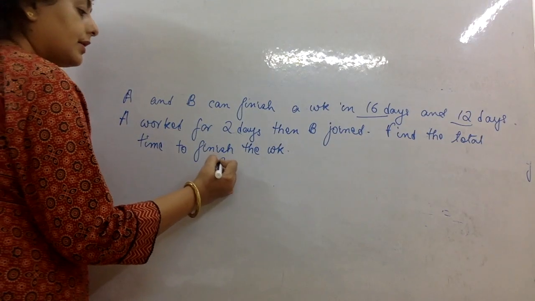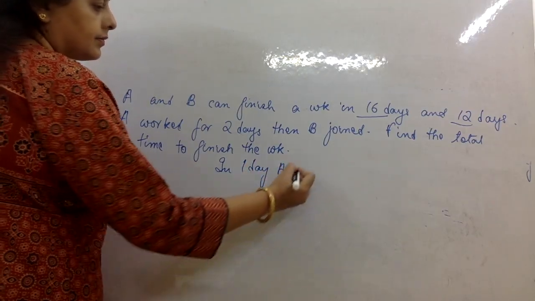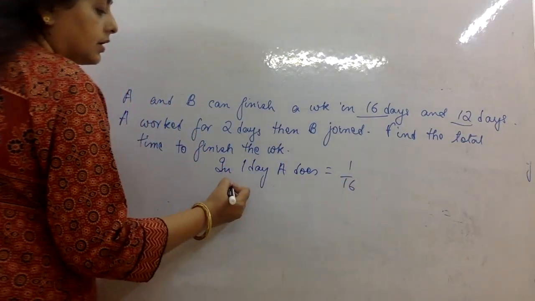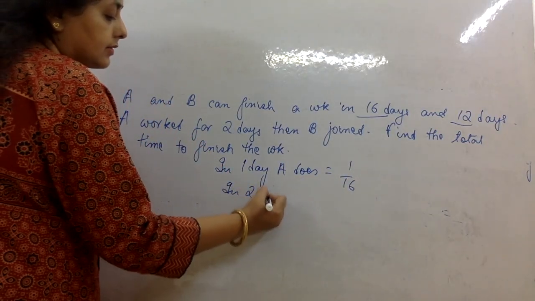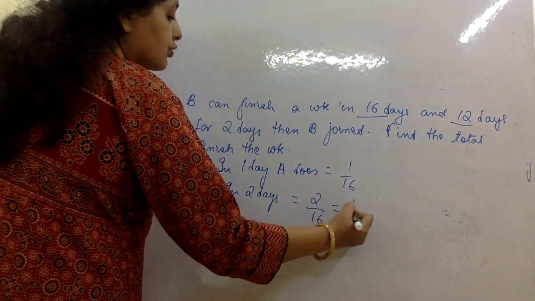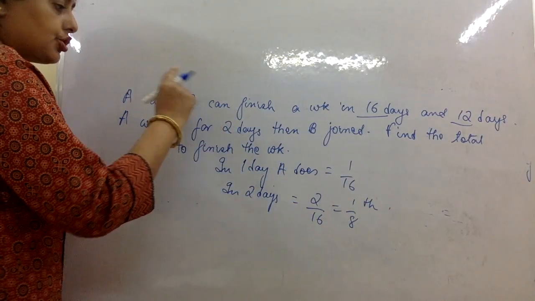Now, in 1 day, A does 1 by 16th of the work. In 2 days, how much does he finish? 2 into 1 by 16, which is 1/8 of the work is already done before B joins.